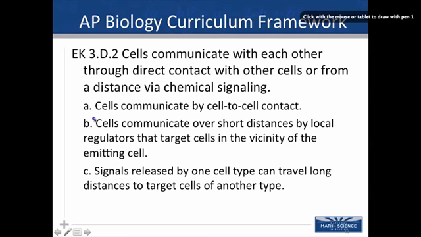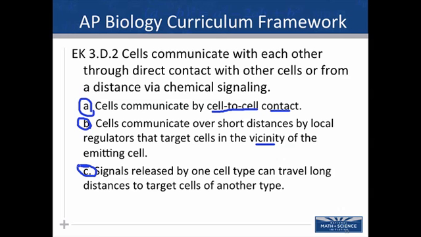If we start here with A, we need to know that cells communicate cell to cell by direct contact. So that's one way you need to listen for and be able to give an example of how cells communicate by touching. There's also short distance communication, typically involving a local regulator that has target cells right in that same area where the cell that is doing the secreting is located. And then a third kind of communication when we consider distance traveled would be traveling over long distance.